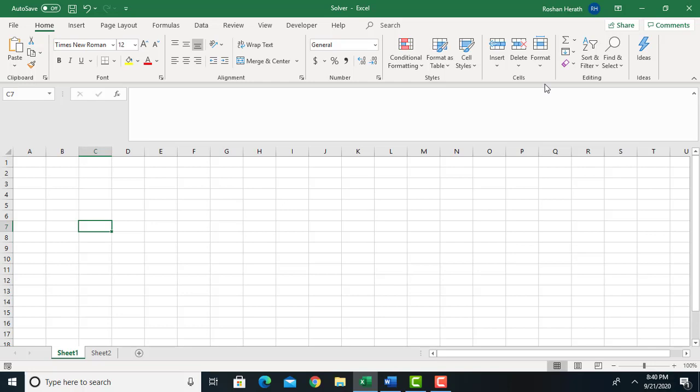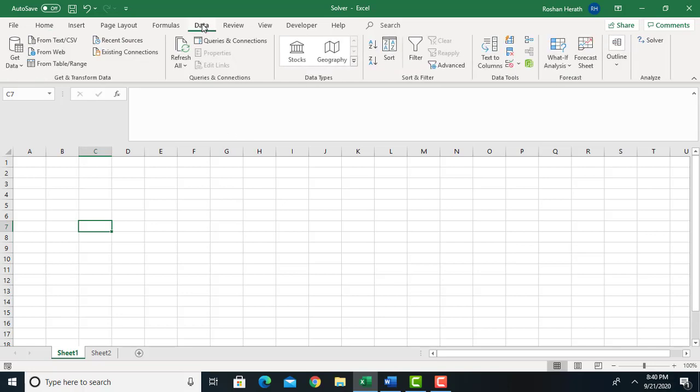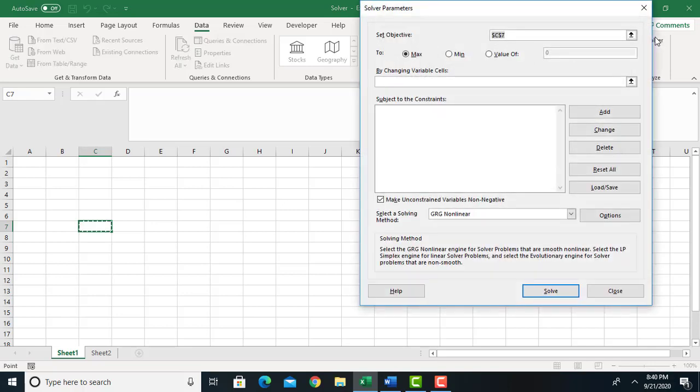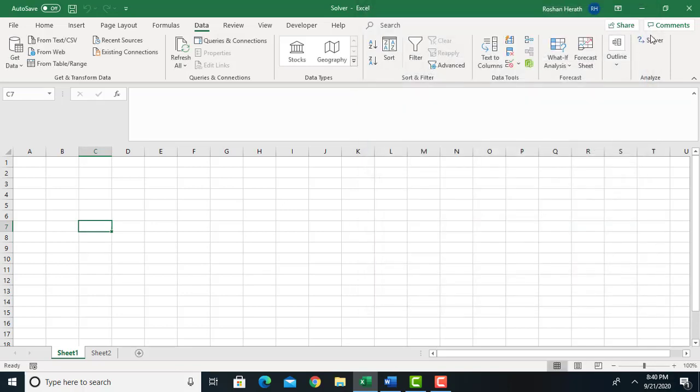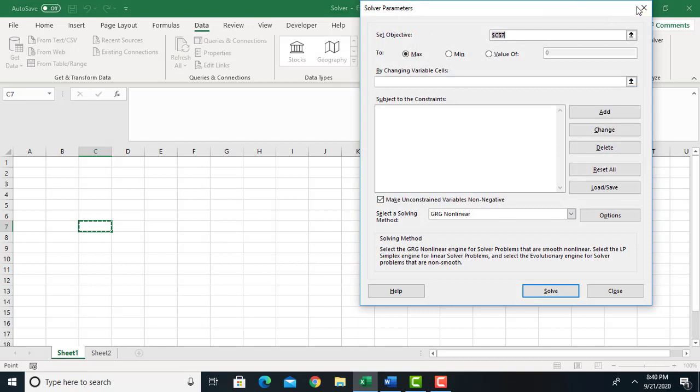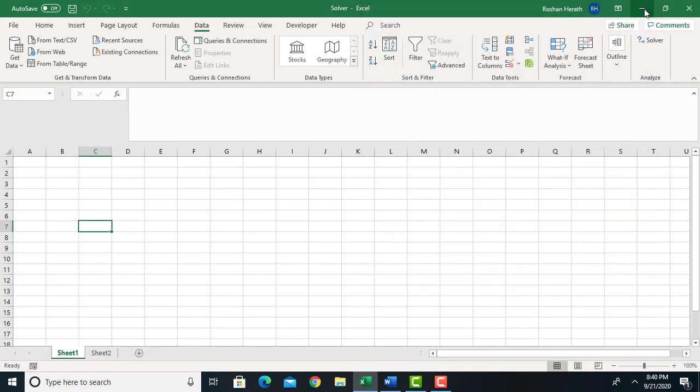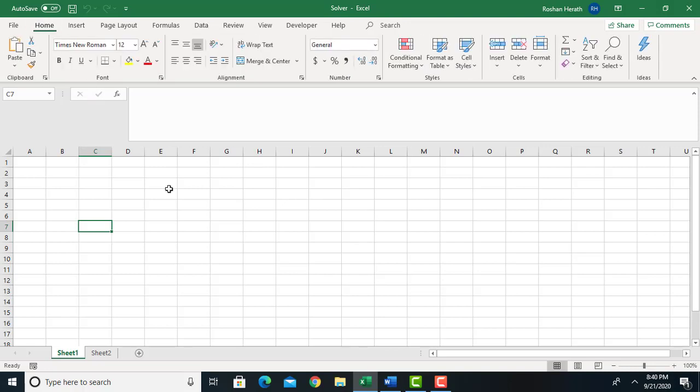In order to see where it is located, you can go to the Data tab. In the Data tab, under the Analysis section, you can see that the Solver button is there. You can simply click on that, then it opens up. So this is the Solver tool. Now you have added the Solver tool to your toolbox.